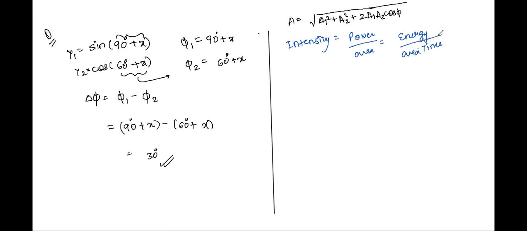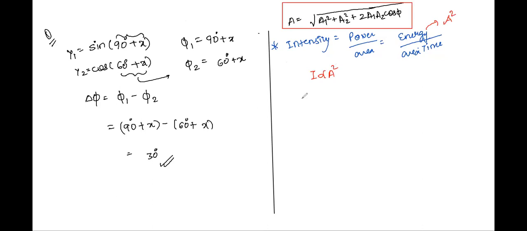Because how did we define a wave? A wave is something which is carrying energy. That means a wave is carrying intensity along with it. So what will be the relation for intensity? See here, energy is proportional to A square. Therefore, intensity I is proportional to A square.